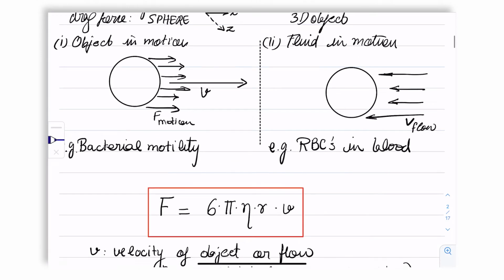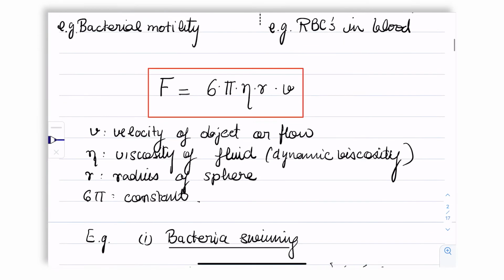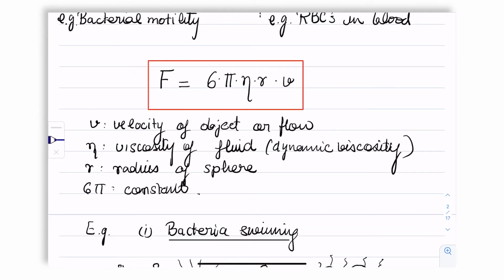where they then follow the flow. So the Stokes drag equation is this: F is equal to 6 pi eta r v. What do these symbols mean? F is the force, that is the drag force. V is the velocity of the object or the flow. Eta is the viscosity of the fluid, dynamic viscosity. Remember, we talked about kinematic and dynamic. This is dynamic viscosity. R is the radius of the sphere, and 6 pi is just a proportionality constant.